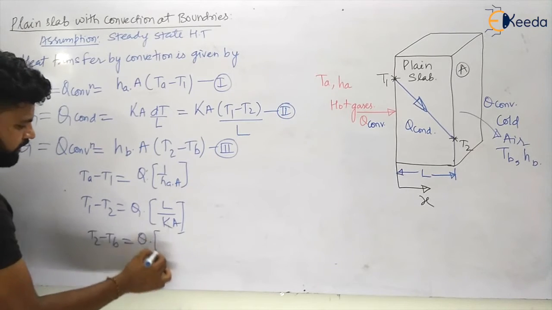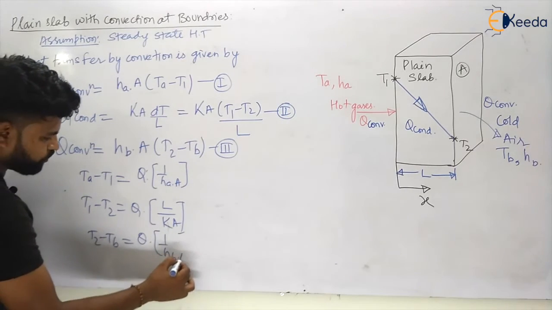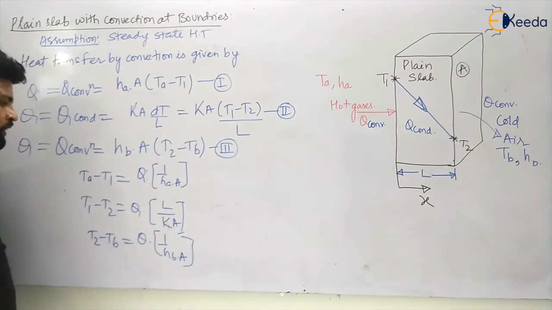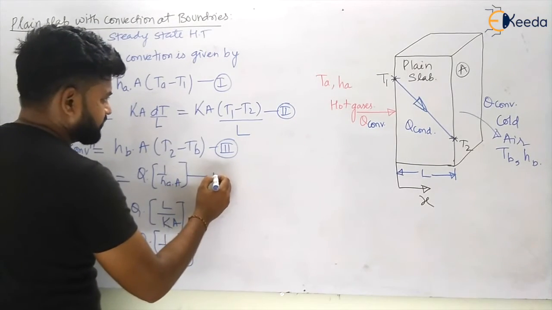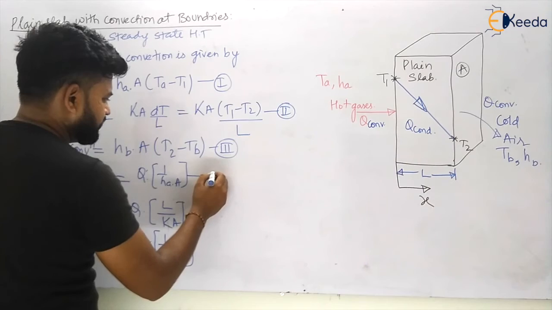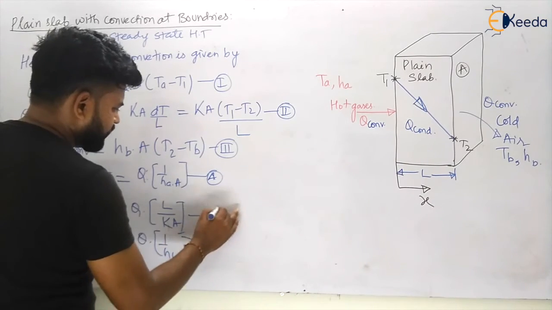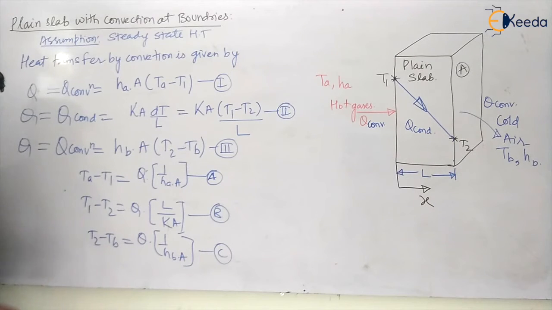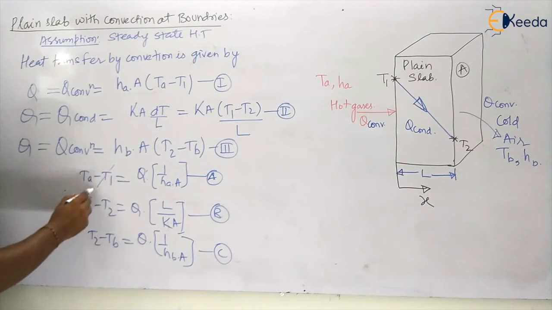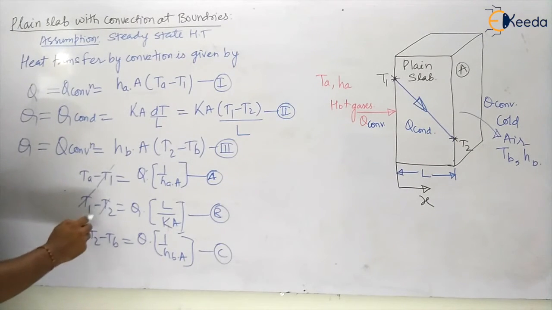Q into 1 upon Hb into A. Okay, my dear students. By adding all these three equations, equation number A, equation number B, equation number C, so adding all, what will we have? T1 and T2 will go, so the remaining part will be Ta minus Tb.